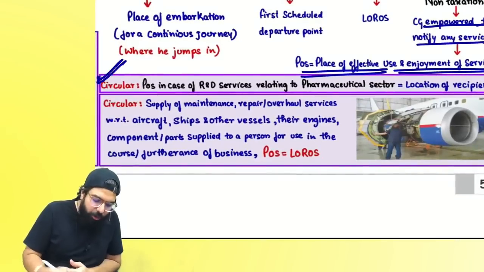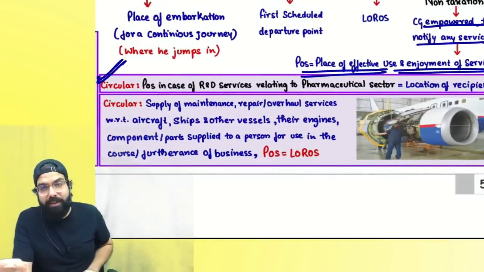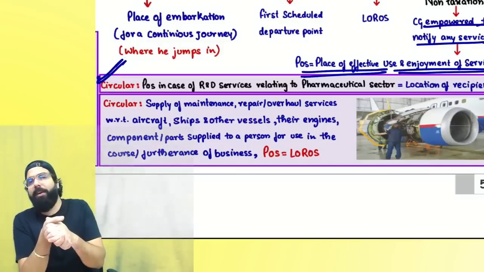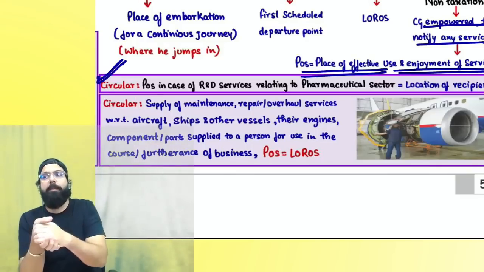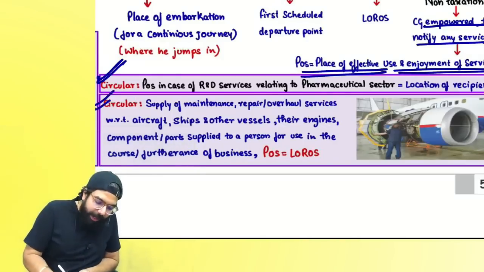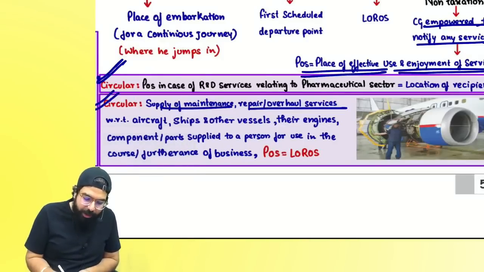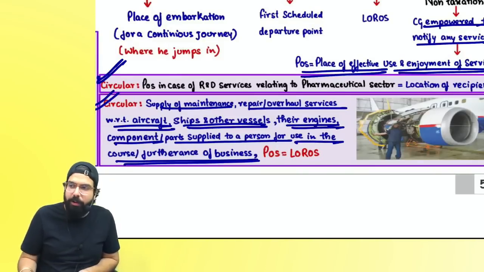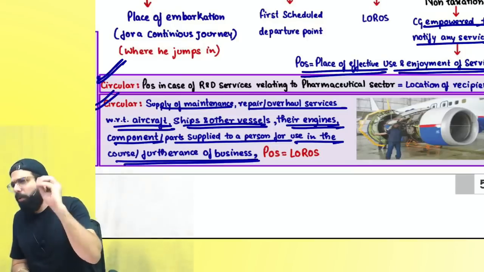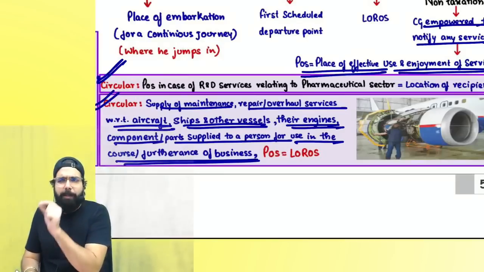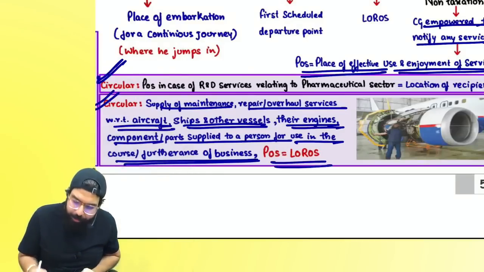And the government issued one circular with respect to R&D services for the pharmaceutical sector. Whenever R&D services are provided in the pharmaceutical sector, the place of supply will always be the location of recipient of service. Again, one circular is there: supply of maintenance, repair, overhaul services with respect to aircraft, ship and other vessels, their engines, components, parts to any person for use in the course or furtherance of business. It is always the location of recipient of service.